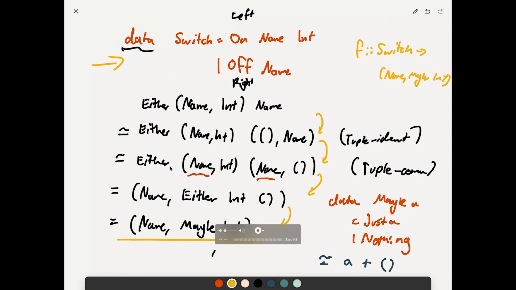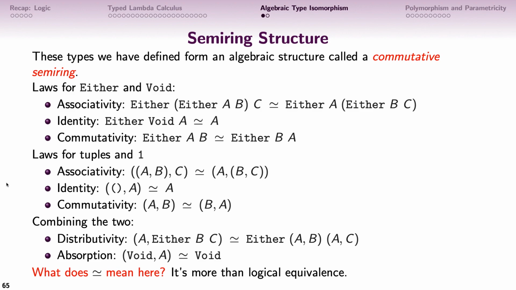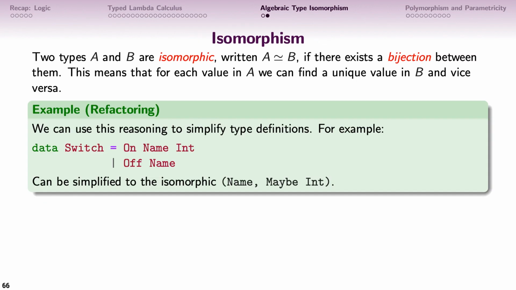So in particular, if I look at my original type here, we may wish to access the name of a switch without caring if it's on or off. Right? We don't want to have to pattern match on the switch to check if it's on or off when we only want the name and there's a name in either case, right? So we should be able to just extract it. If we do this simplification, then we don't have to do that pattern matching anymore, which is a bit more efficient. So we've improved efficiency by using this reasoning about types to refactor our program. So that's one use case for this type isomorphism.